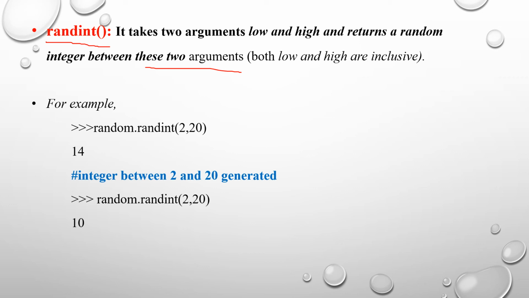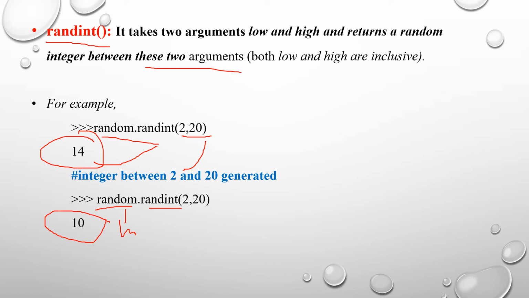For example, take random.randint(2, 20). An integer between 2 and 20 is generated. The generated number is 14, which is between 2 and 20. Again, random.randint(2, 20), and 10 is one more random number. Here random is the module name, randint() is the function, and 2, 20 are the arguments.